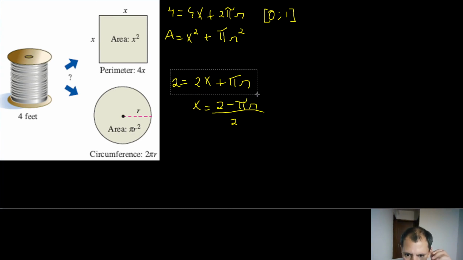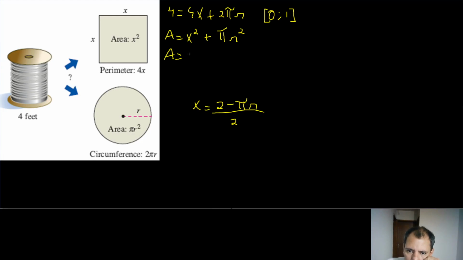And I'm going to replace that in the area. So area equals this, which is going to be 4 minus 4 pi r plus pi squared r squared, divided by 4.